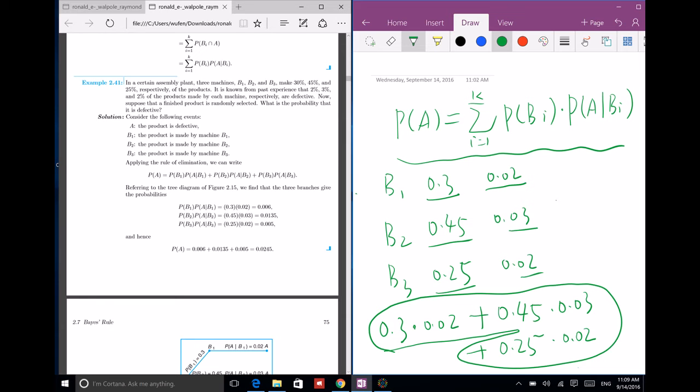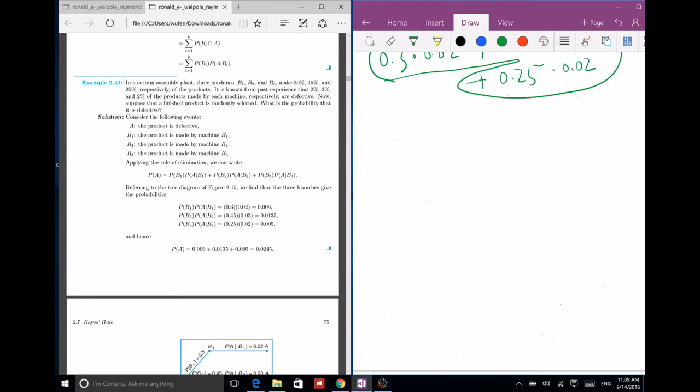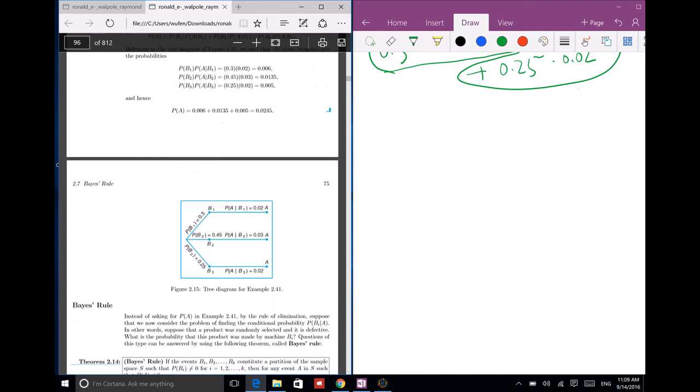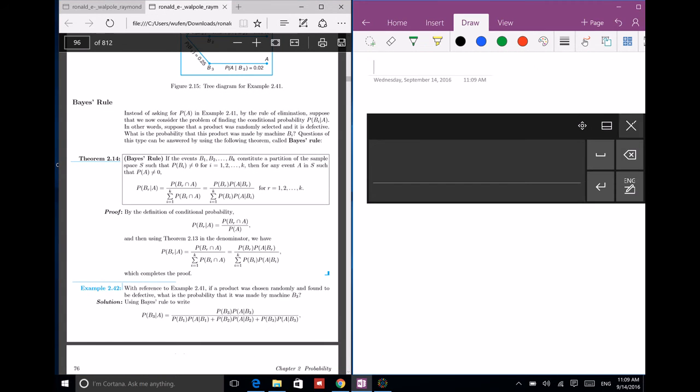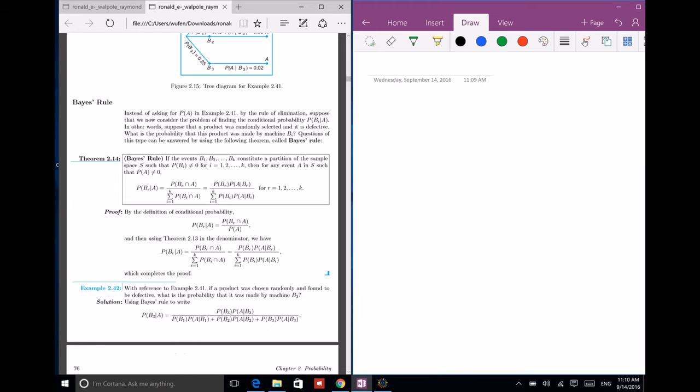Okay, look at the next one. The Bayes rule actually comes from the previous formula. You can have the Bayes rule for B_r given a condition A.